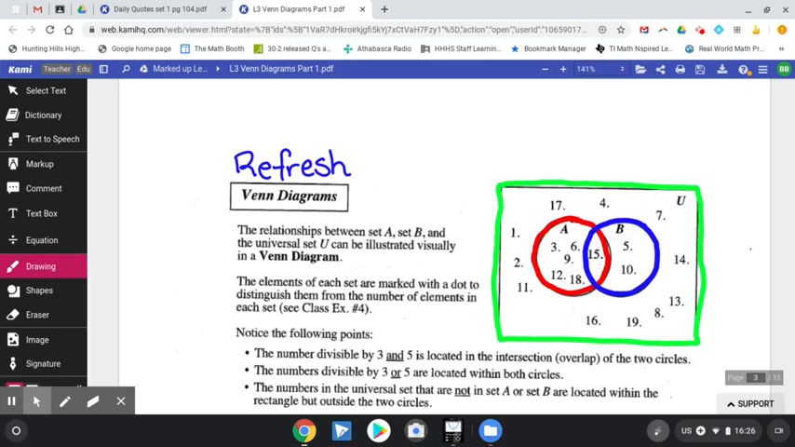Says the elements of each set are marked with a dot to distinguish them from the number of elements in each set. So when you see this 10 with the dot, it means 10 is an element. It doesn't mean that there are 10 elements. The other way to look at it is if you see more than one number in a section, automatically those are elements, and those numbers do not represent the number of elements.